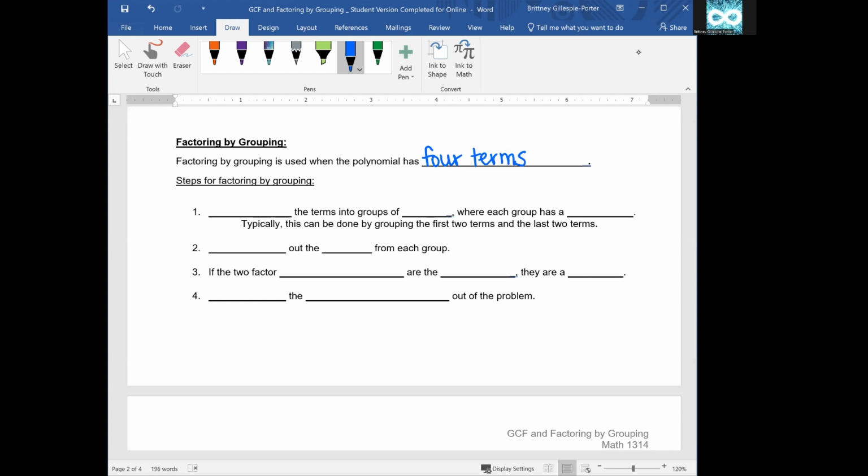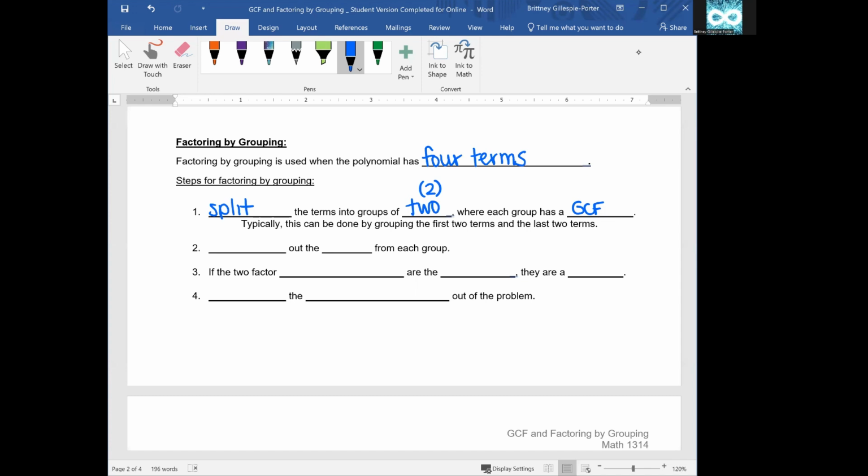Let's have our steps. First, we're going to split the terms into groups of 2, where each group has a GCF. And remember, GCF is greatest common factor. Typically, our students do first 2, last 2, so they split it down the center. And that will work in most cases, but not always.